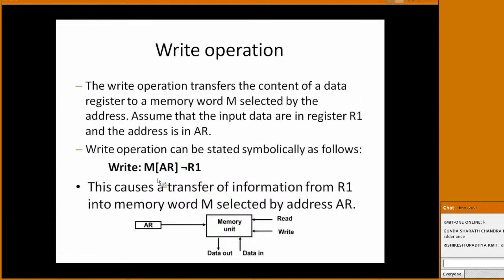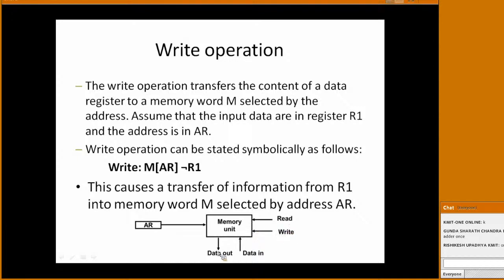In the same way, in a write operation, you want to place the content of R1 into the memory unit. Into which location of the memory unit you want to place R1's data, that address is to be known before you perform the write. This can be represented as M[AR] ← R1. If AR is 200, then place the content of R1 into the 200th memory location. So the two operations that can be performed with the memory unit are read and write.